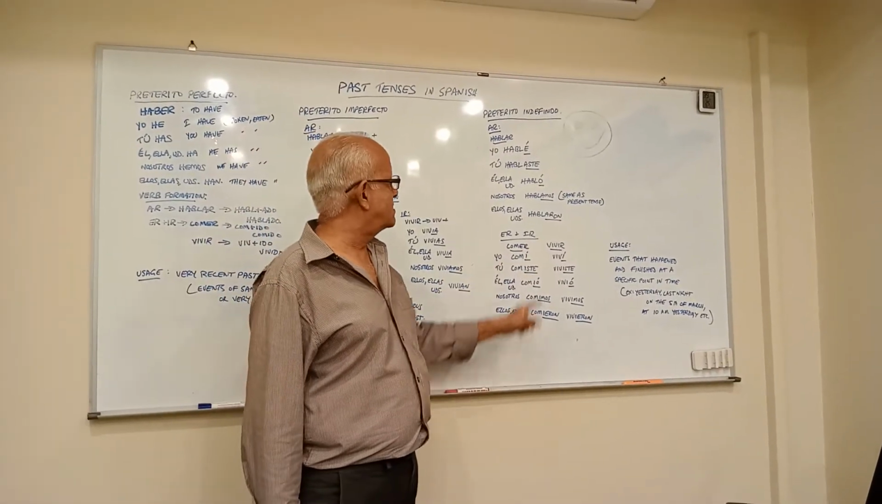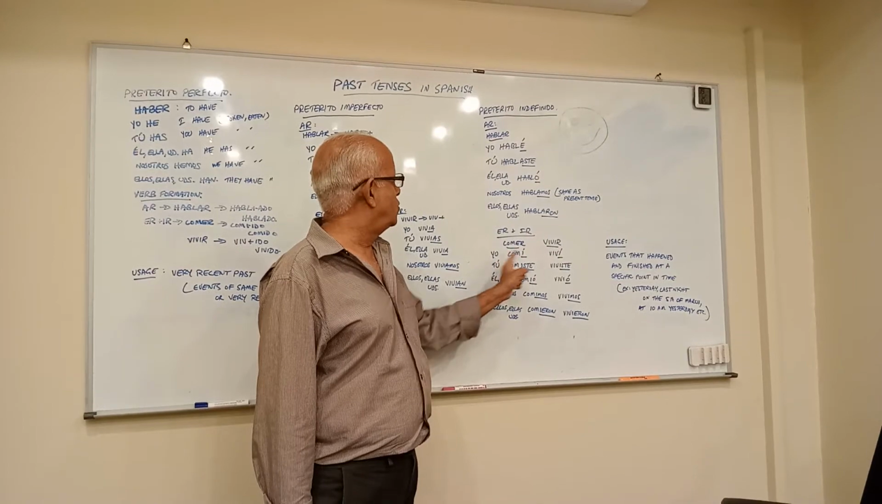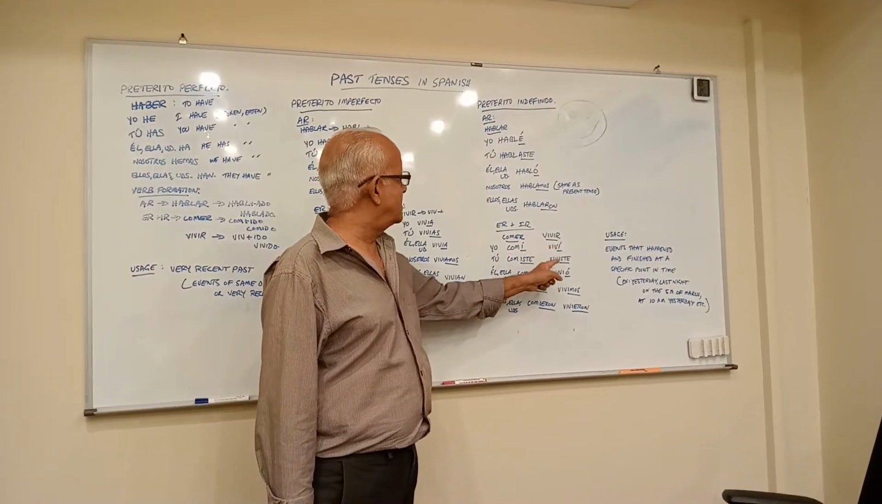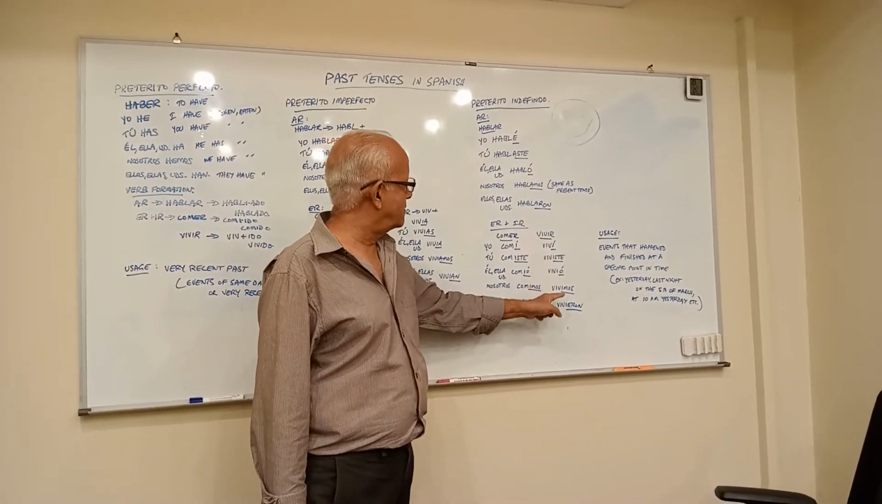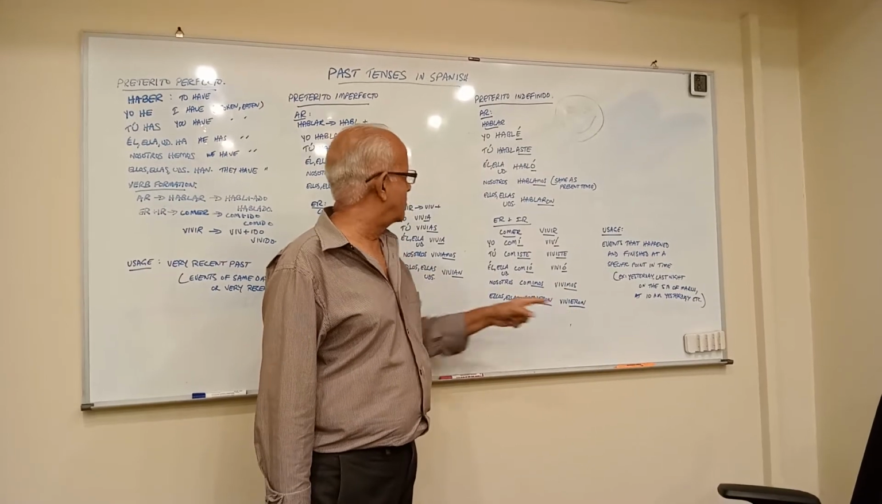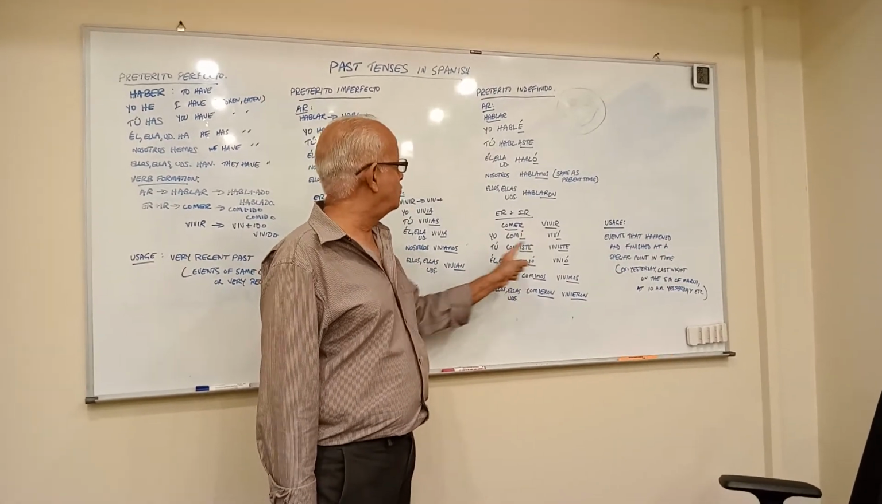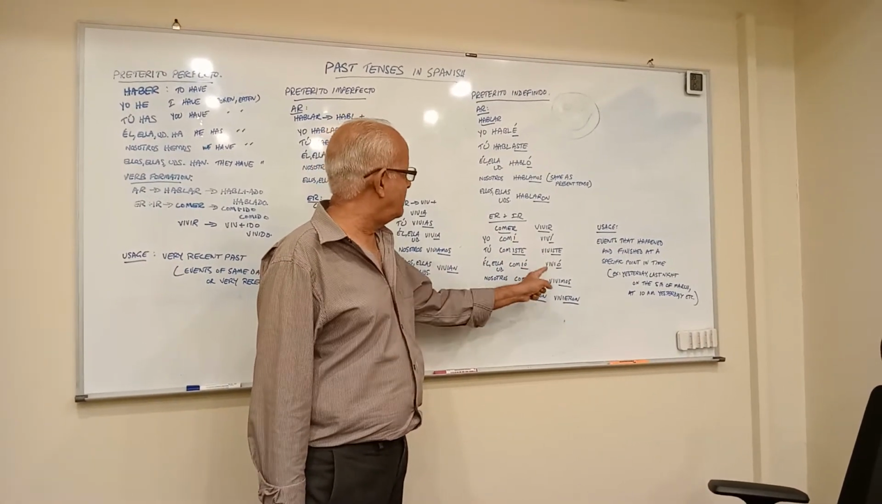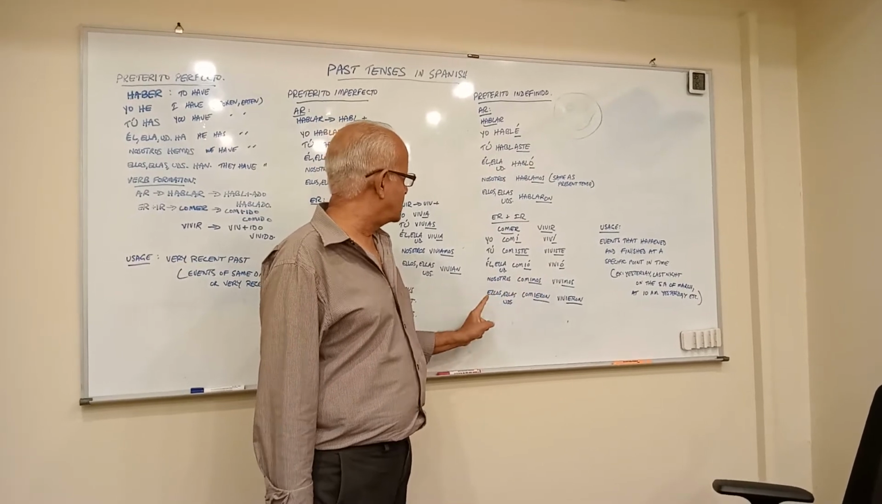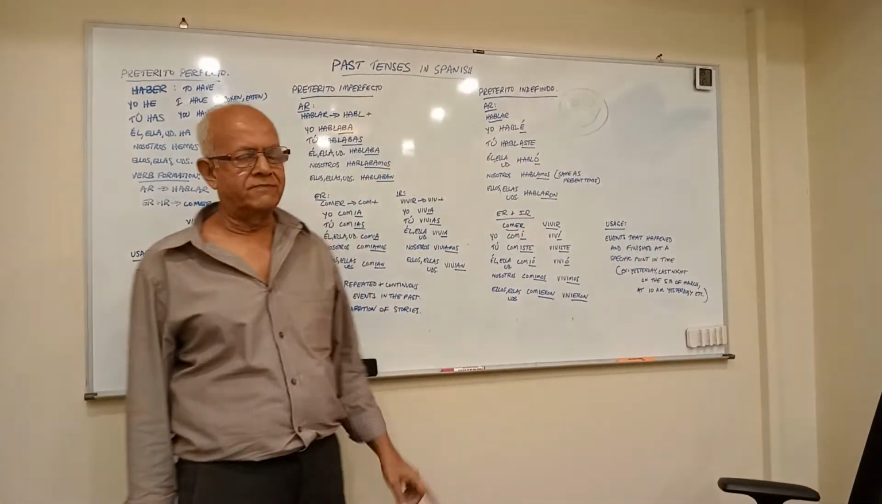IR verbs is exactly the same. We remove the IR. Yo viví is the é again. Iste, ió, imos, and ieron. Yo viví, tú viviste, él vivió, nosotros vivimos, ellos vivieron.